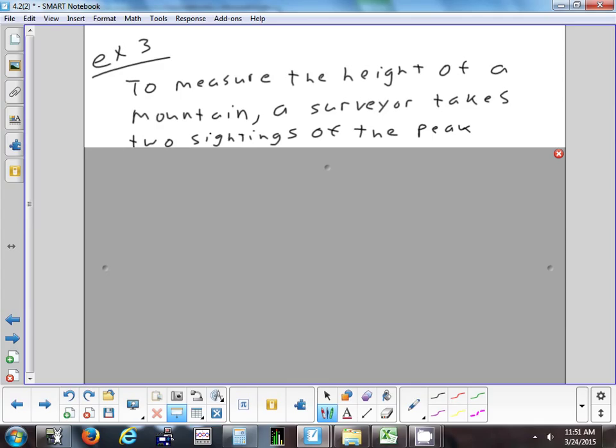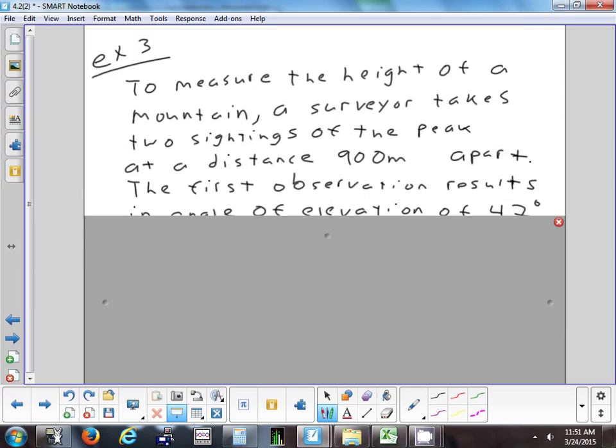But it's also probably... grab this problem from your book. Yeah, does it say find the height of a mountain 900 meters apart? Yeah, this is example 6 in the book. So if you want to look at it. Example 6. All right.